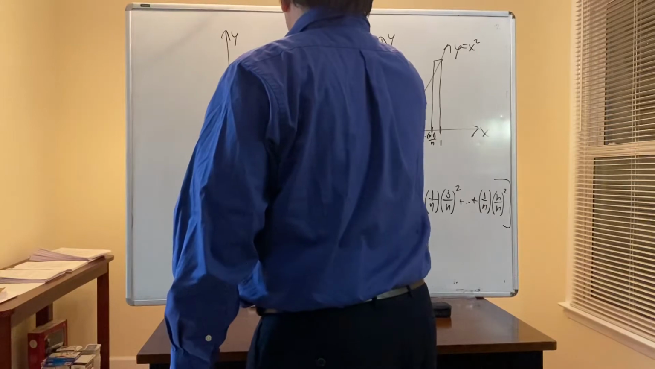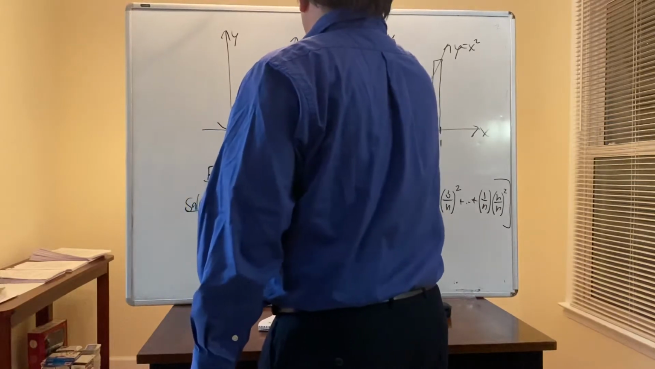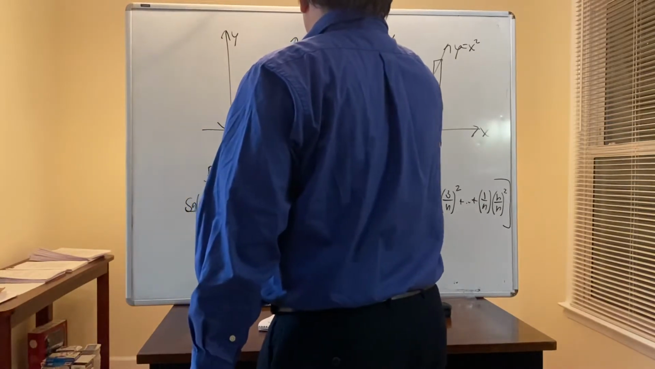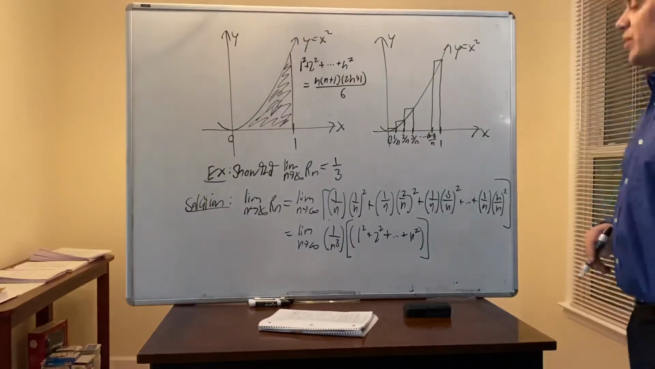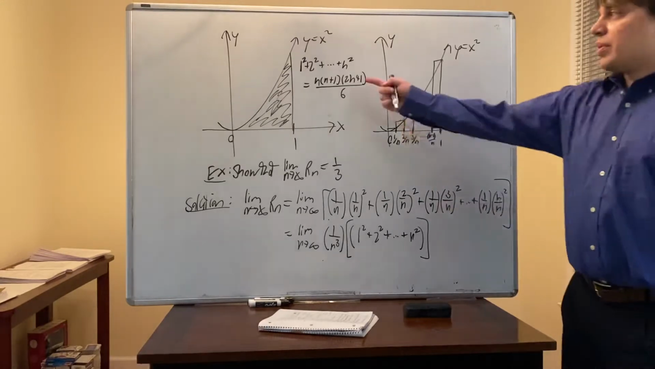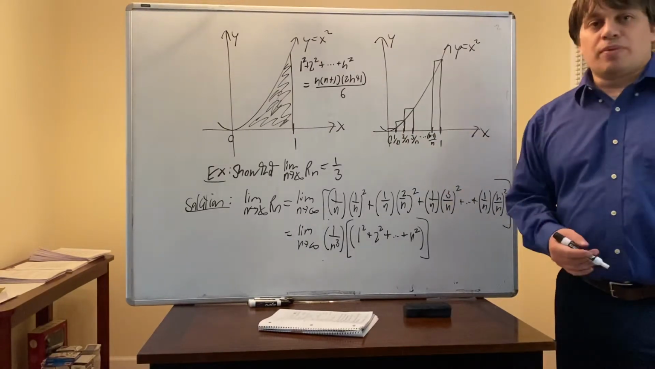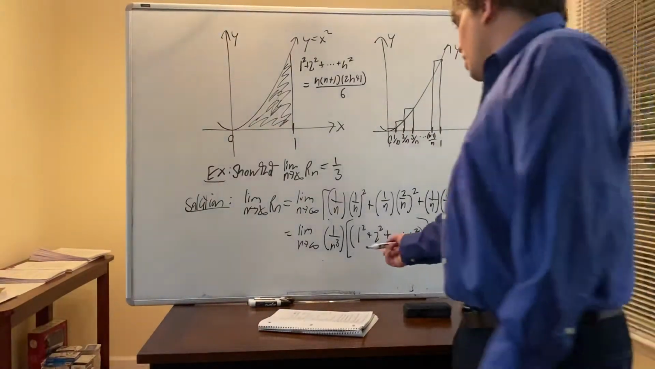1 squared plus 2 squared plus dot dot dot plus n squared is equal to n times n plus 1 times 2n plus 1 over 6. Okay, so the sum of the squares from 1 to n is equal to n times n plus 1 times 2n plus 1 over 6. And so I'm just going to substitute that in here.